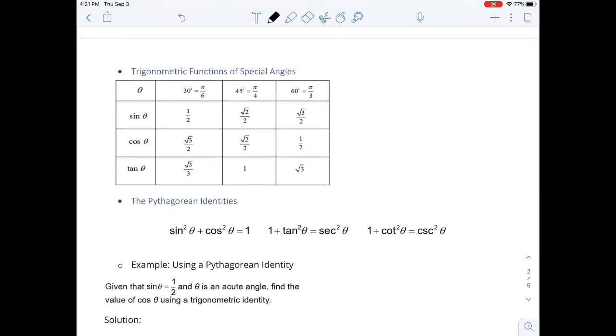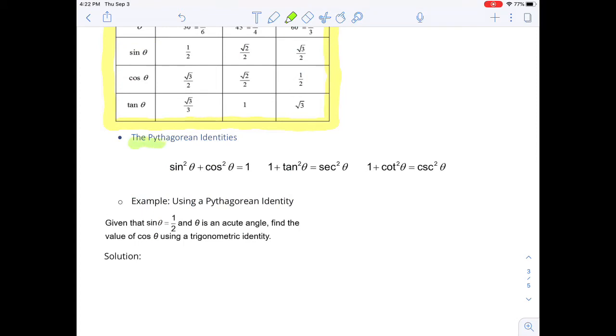Trigonometric functions of special angles. You just need to learn and memorize these values. The Pythagorean identities. So again, this identity you have to memorize. Now, these identities, it's nice to memorize too.